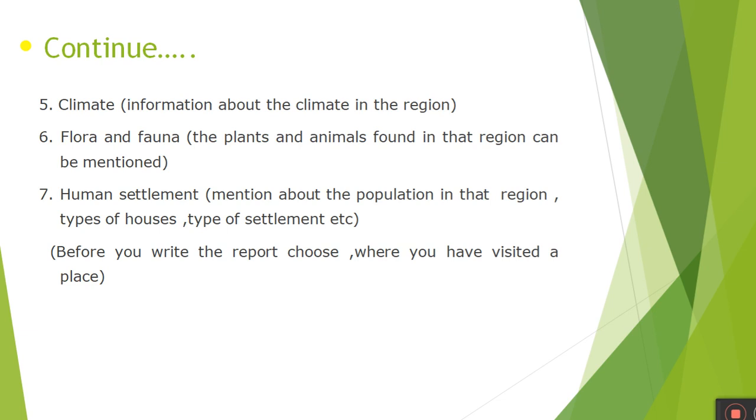Sixth point, flora and fauna. Means the plants and animals found in that region can be mentioned. Seventh point, human settlement. Means mention the population in that region, types of houses, types of settlement, etc.